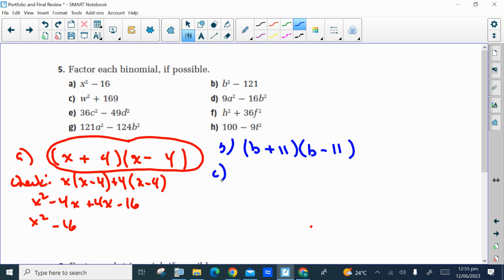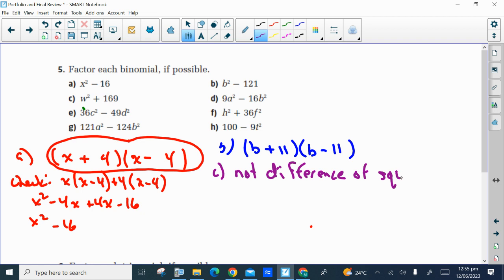Now C is not difference of squares. It's sum of squares. You see you have a plus sign in between the w squared and the 169. So 169 is a perfect square. The square root of that is 13. But this is a sum of squares, not a difference of squares. There is no common factor. It cannot be factored.